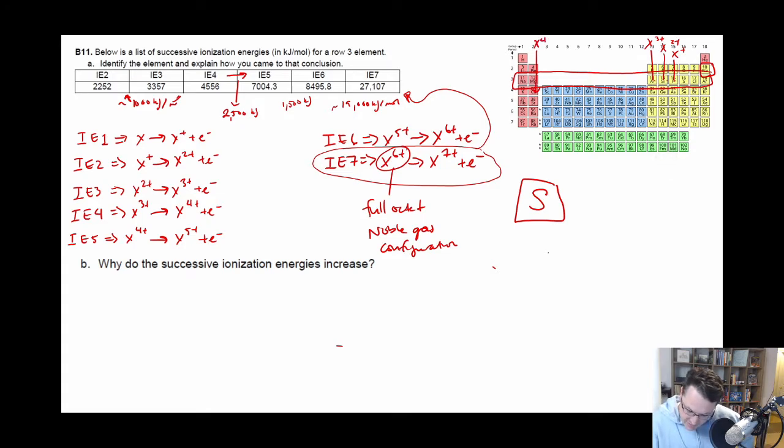X4+ has the calcium configuration, where you now have 3s2, so you have that filled orbital. And so now if we're taking the 4+ sulfur species and plucking an electron out of that, we're breaking up a filled s orbital. So we would expect a larger change in ionization energy, which we see when we do the jump from IE4 to IE5 in this scenario. Beforehand we were only changing by about 1,000 kilojoules per mole. Suddenly we're jumping up to 2,500 kilojoules per mole.